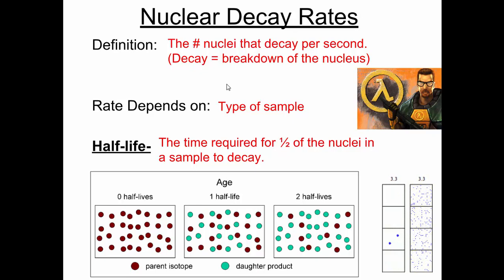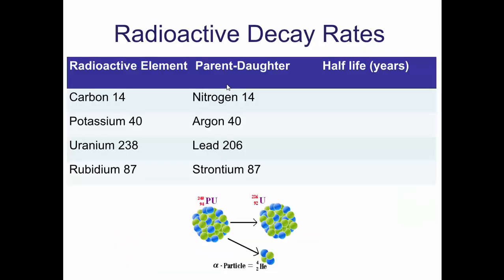So after two half-lives, there's about 8 nuclei left of the parent isotope. How many will be left after another half-life? 4. And then 2. And then 1. So this shows the same idea: half of the nuclei are decaying in each half-life. Different elements have different lengths of half-life. Some decay more quickly than others.